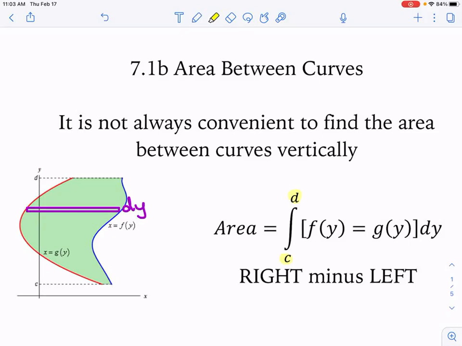That is supposed to be a minus sign. Wow. Sorry, Kylie. Thanks for catching that. Right minus left, top minus bottom. The most important thing you need to remember in this whole chapter.